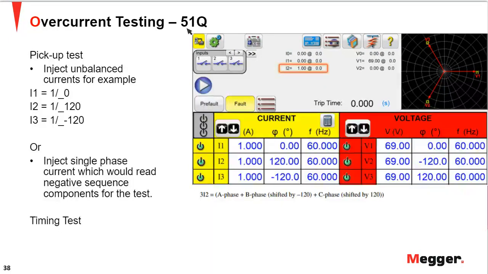You could also inject just a single phase current to do your negative sequence testing as well. You just have to inject 3 times what is needed for the negative sequence component to be able to get the pickup. Okay, and the same can be used for the timing test, with the same values and the same phase angles. You would just change to different multiples you want to test on your time current curve and perform your timing test.